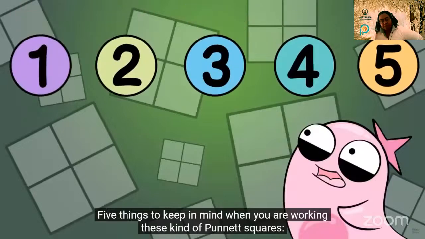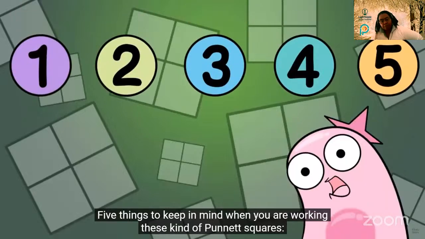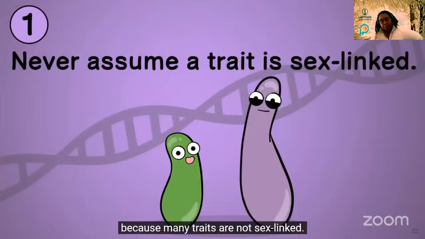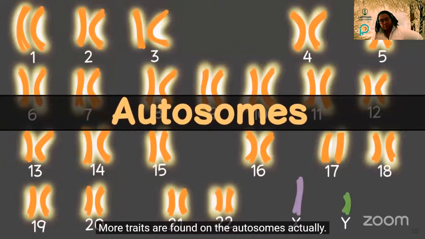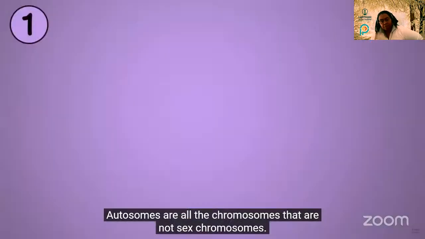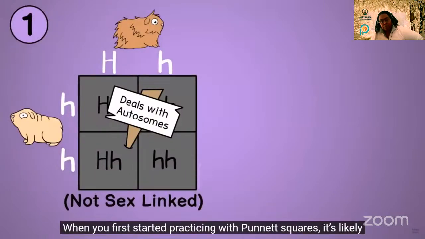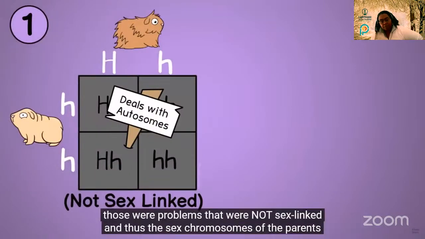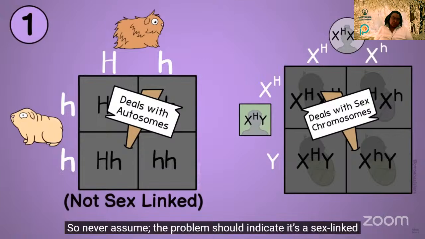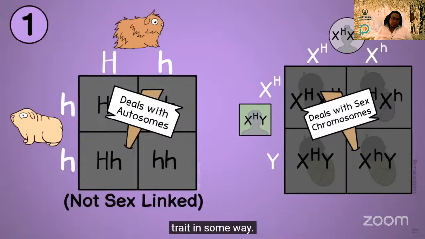Five things to keep in mind when you are working on these kind of Punnett squares. Number 1, you do not want to just assume a trait is a sex-linked trait, because many traits are not sex-linked. More traits are found on the autosomes, actually. Autosomes are all the chromosomes that are not sex chromosomes. When you first started practicing with Punnett squares, it's likely those were problems that were not sex-linked, and thus the sex chromosomes of the parents would be irrelevant on the square. So never assume. The problem should indicate it's a sex-linked trait in some way.